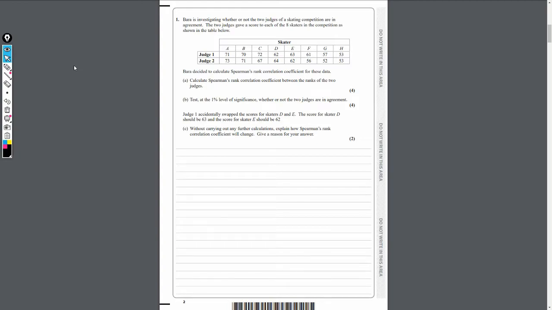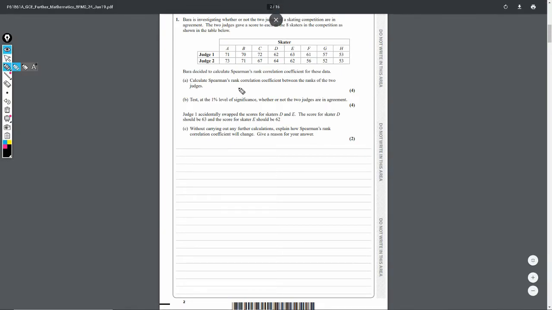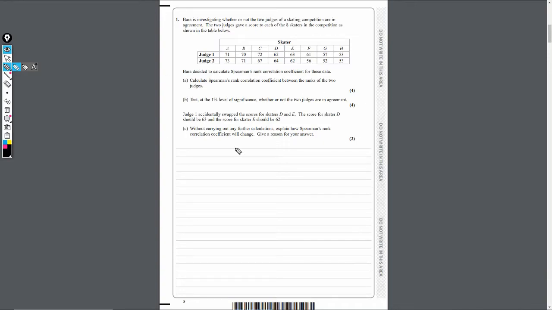So question 1 is looking at Spearman's rank correlation coefficient, and part A just wants us to work out the SRCC. To do Spearman's rank, remember the clue's kind of in the name, right? We've got to rank the scores. What we've got here is basically a skating competition, and the scores are judged by 2 different judges. So we'll do judge 1 first, and then we'll rank judge 2.